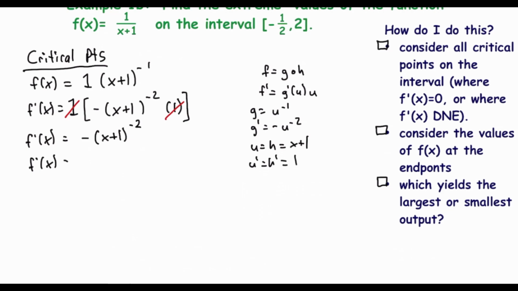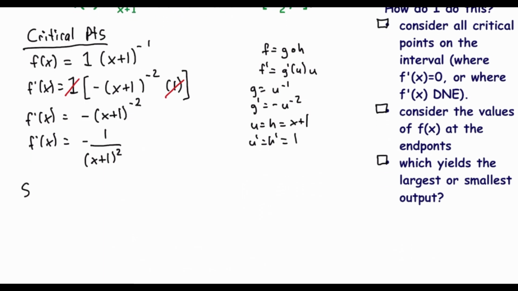Or if we rewrite it with positive exponents, it's going to be negative 1 over (x plus 1) squared. So all we've done so far is find the derivative. Now we're going to need to set our derivative equal to 0. So we're going to set f prime of x equal to 0. So we're going to have negative 1 over (x plus 1) squared equals 0.